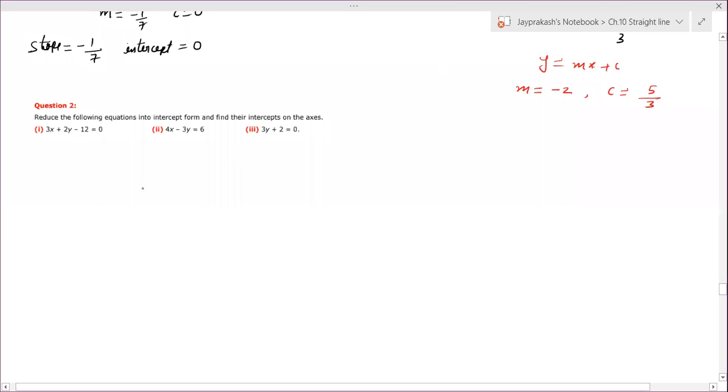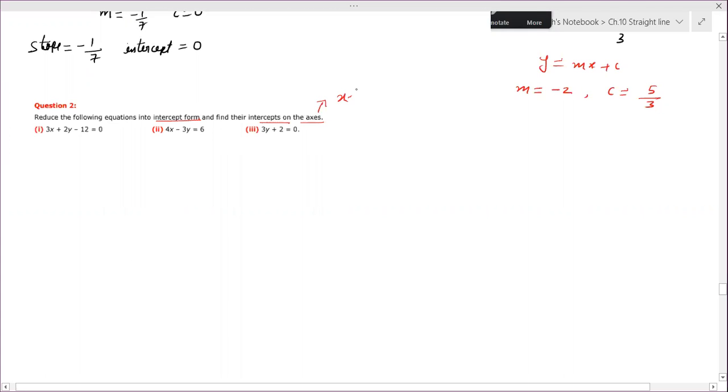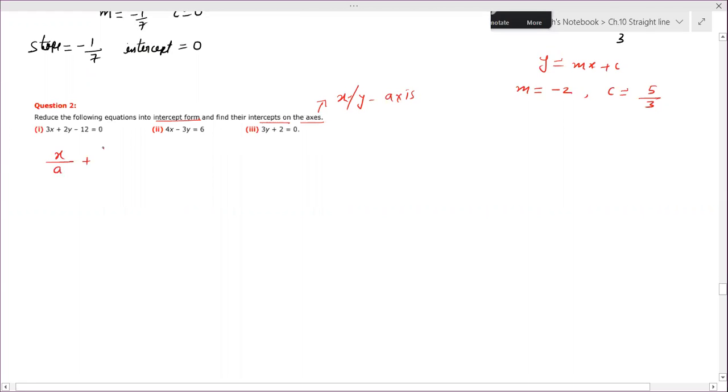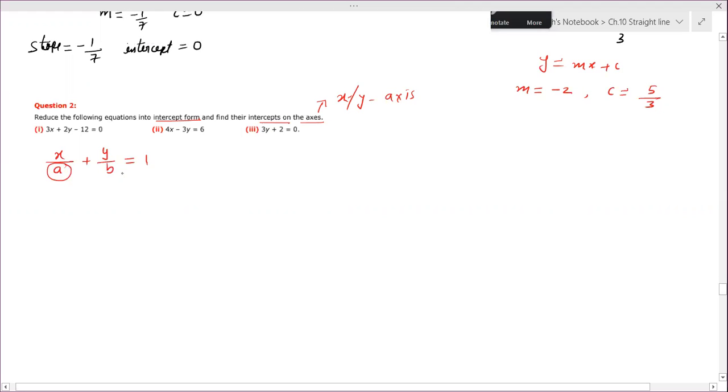Question number 2, we have to reduce the following equations into intercept form to find the intercepts on the axes. So that means we have to find the intercepts on both the x and y axes. We have already written that the intercept equation will be x by a plus y by b equals 1, where a is the x intercept and b is the y intercept.